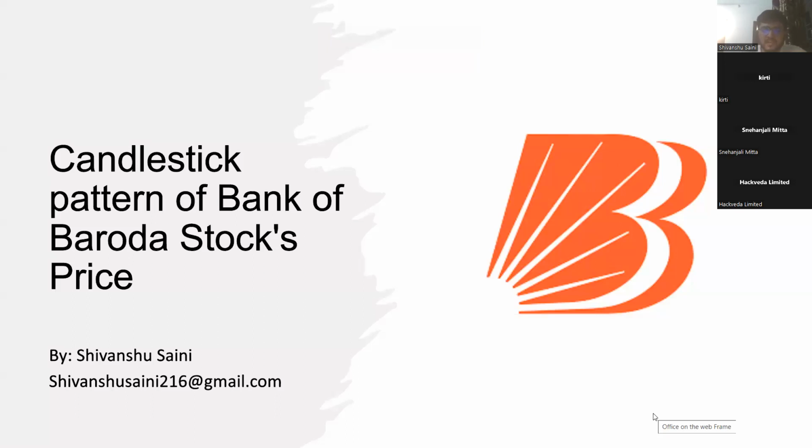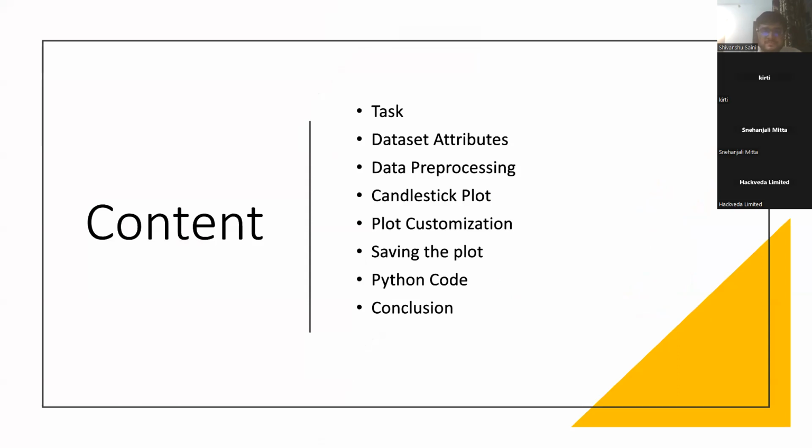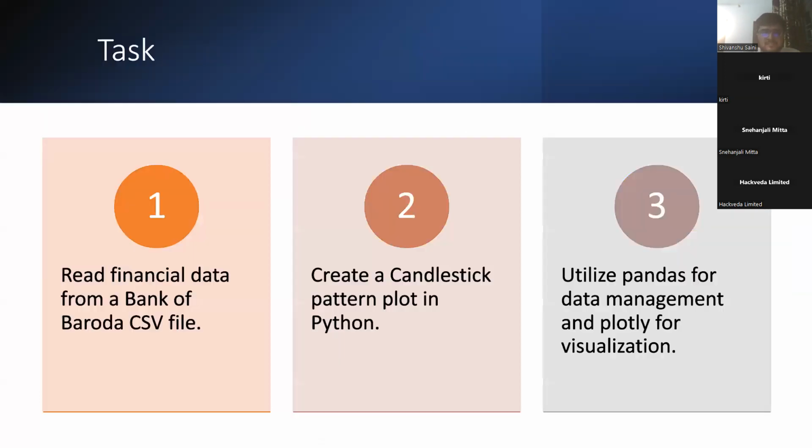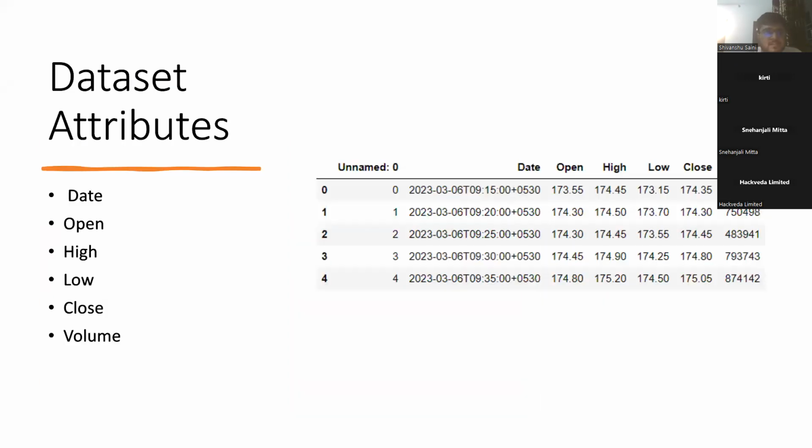In this task, I was required to generate candlestick patterns using Python for financial data analysis of the stock prices of Bank of Baroda. The content of this PPT is task, data attributes, data processing, candlestick plot customization, saving the plot, Python code, and conclusion. First I have to read financial data from the Bank of Baroda CSV file, which has been provided to me. I have to create a candlestick plot in Python, using pandas for data management and plotly for visualization. The dataset attributes are date, open, high, low, close, and volume.